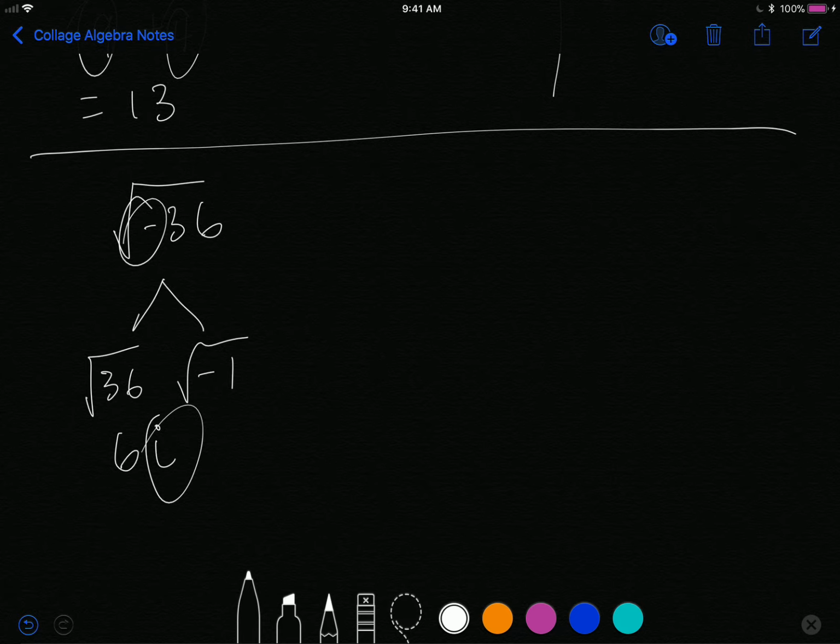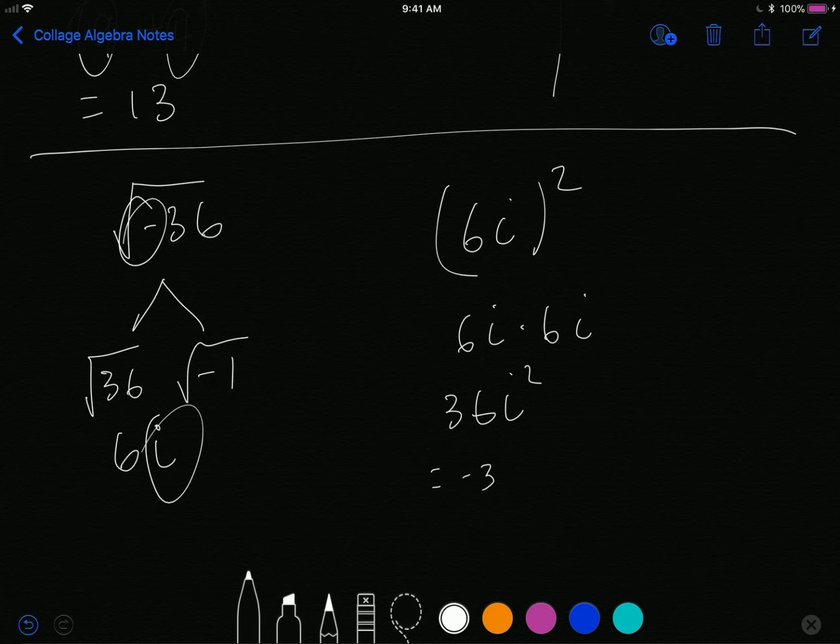And of course we can check our answer. 6i squared is 6i times 6i. 6 times 6 is 36. i times i is i squared. But i squared is negative 1. So you get your negative 36 back.